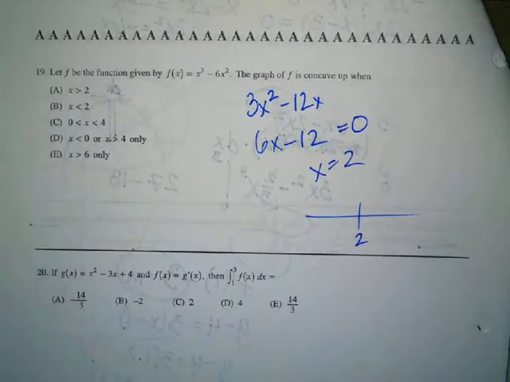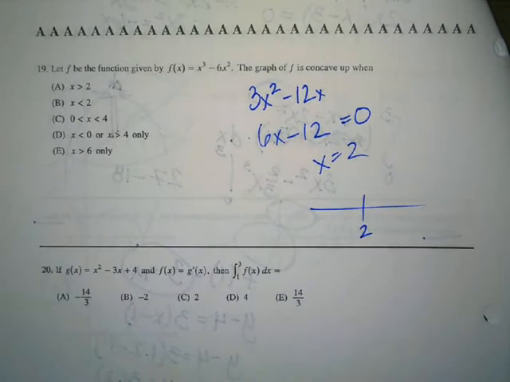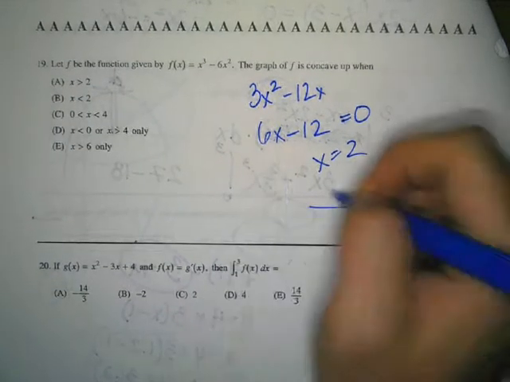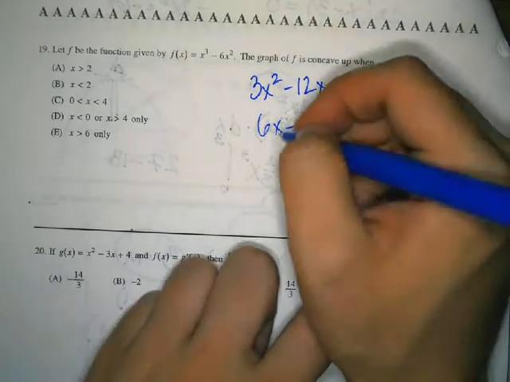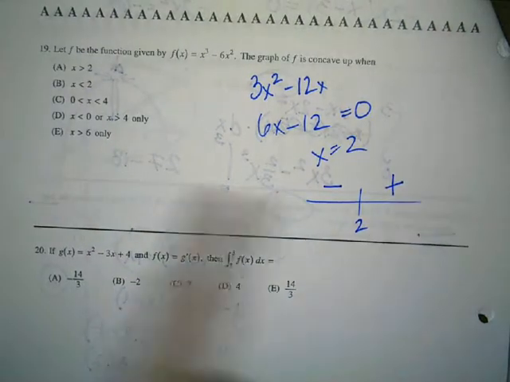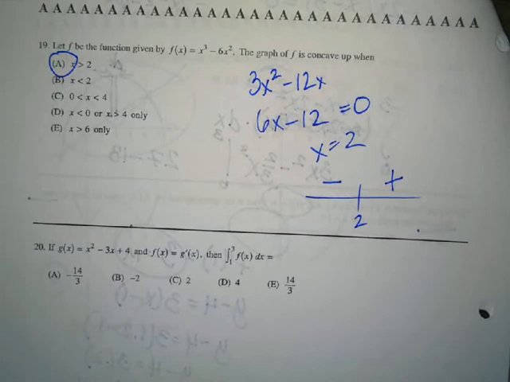Then I evaluate something to the left and to the right. So maybe plug in 0. And we're plugging 0 into the second derivative. If I do that, I get negative. And so I'm assuming if I plug in 3, I get positive. So it's going to be concave up for x values greater than 2. Where's it? Oh, that's A.